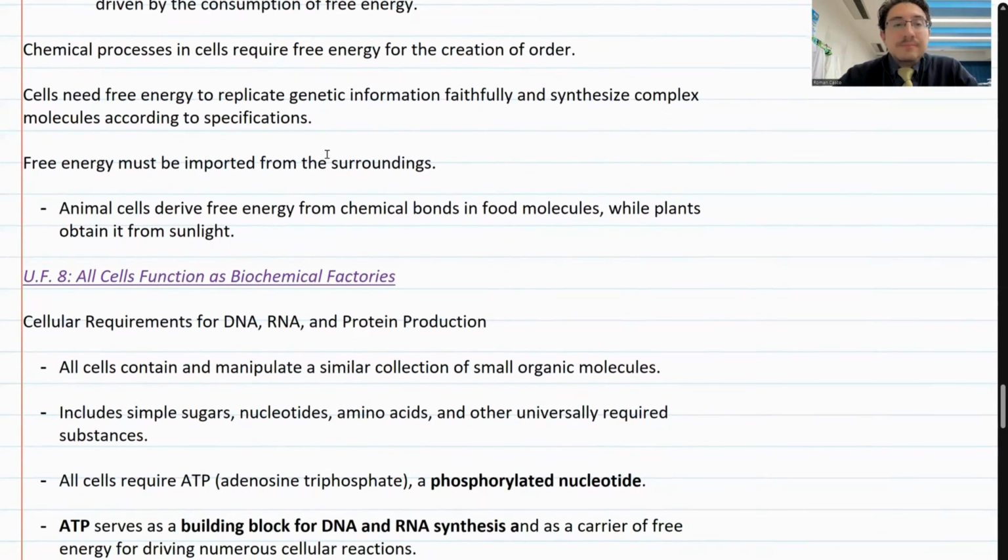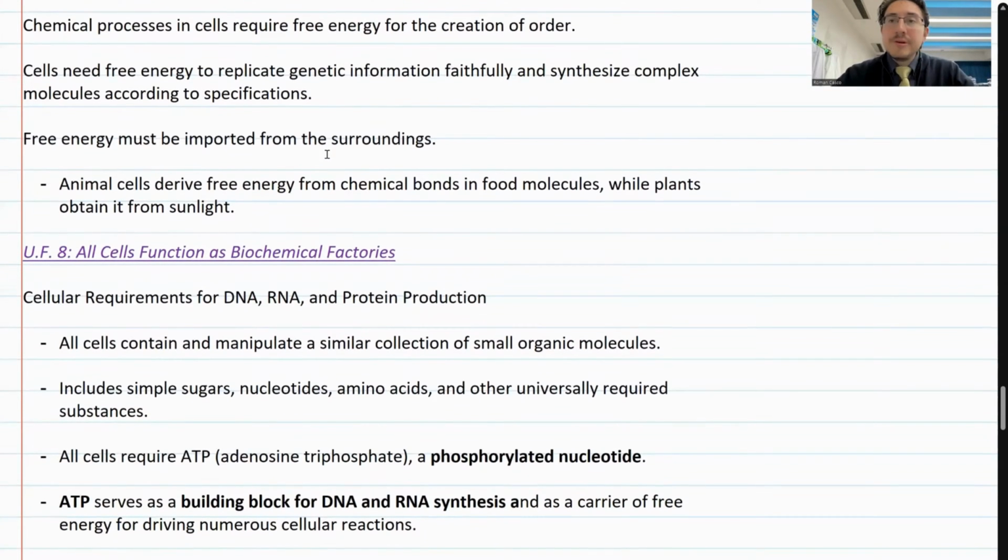Okay. How do we get free energy to begin with? It's basically that chemical energy you think about, right? Animal cells derive free energy from chemical bonds of the food molecules that we have. Plants basically get it from autotrophic processes like photosynthesis.